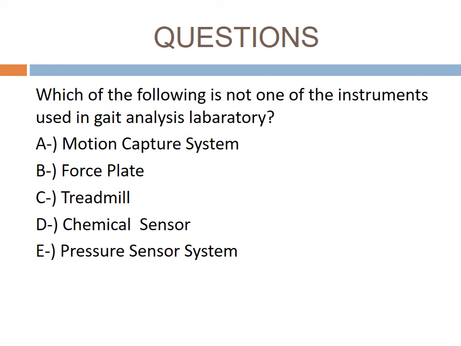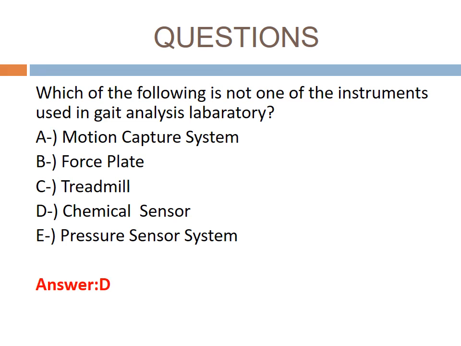Here are multiple choice questions. First, which of the following is not one of the instruments used in gait analysis laboratory? A. Motion capture system, B. force plate, C. treadmill, D. chemical sensor, E. pressure sensor system. Answer is D. Chemical sensor.